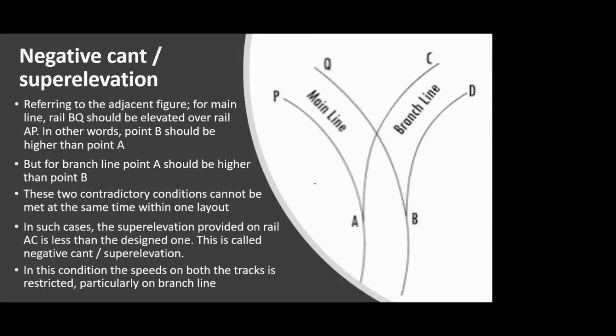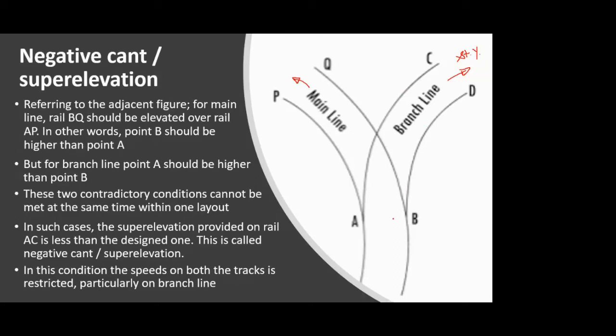And the last terminology in this Cant series is the negative Cant. Now what is negative Cant? On the right side, you see a condition where you have a curved track, but that curved track is branching out again. So P, AP and BQ are the main line or the main track, and from this AB point there is a branch coming out, which might be going to the station yard, suppose. So this goes to the station yard.